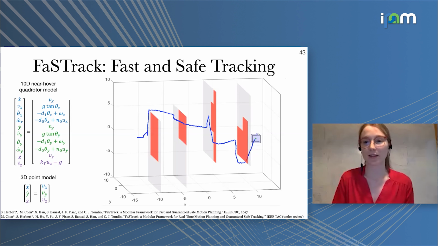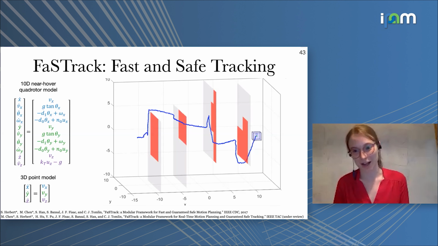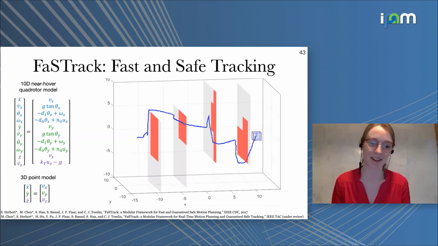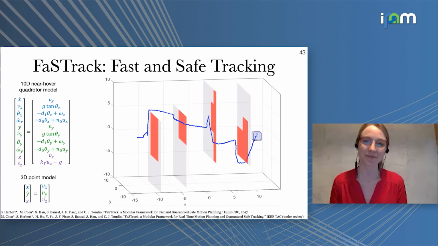Now, this is all happening in real time in MATLAB on my laptop. And so it's much, much more scalable than the techniques from before.